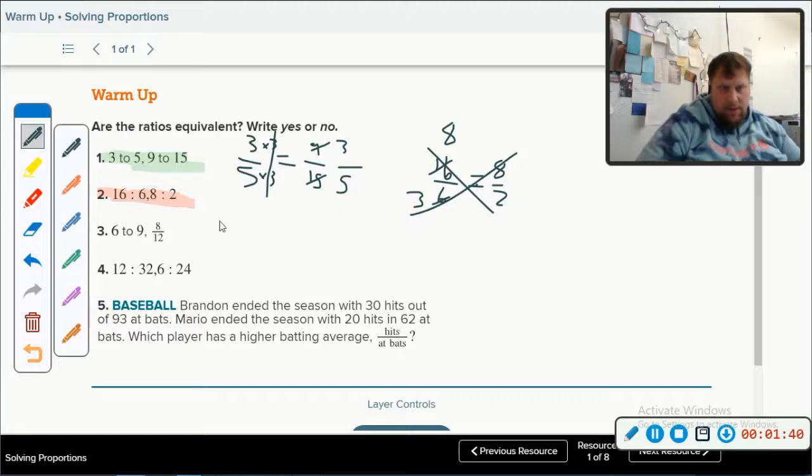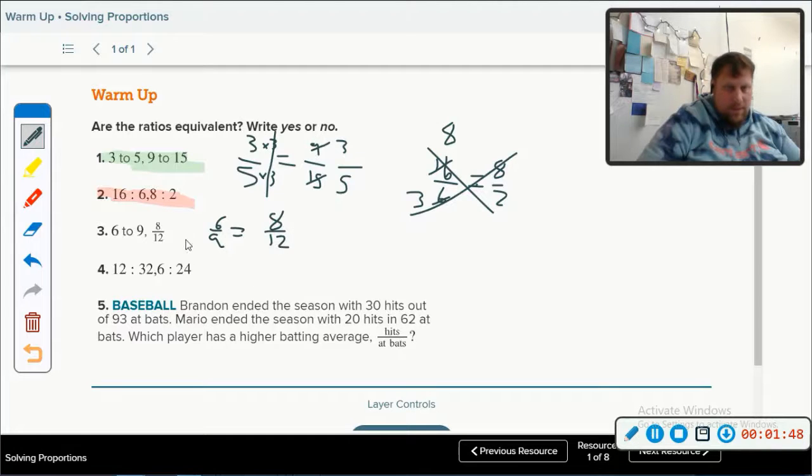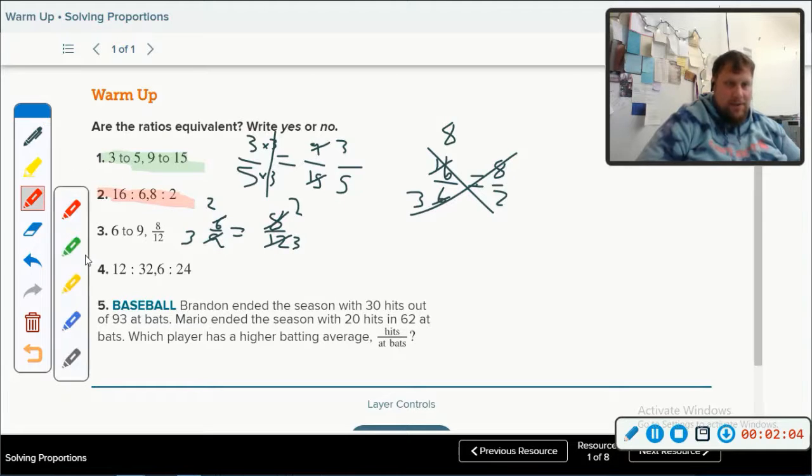Let's try this one. Does 6 over 9 equal 8 over 12? I don't know. What goes into both 6 and 9? 3 does. 3 goes into 6 twice. It goes into 9 3 times. What goes into both 8 and 12? 4 does. 4 goes into 8 twice. It goes into 12 3 times. Is 2/3 equal to 2/3? Yep. So let's green light it.